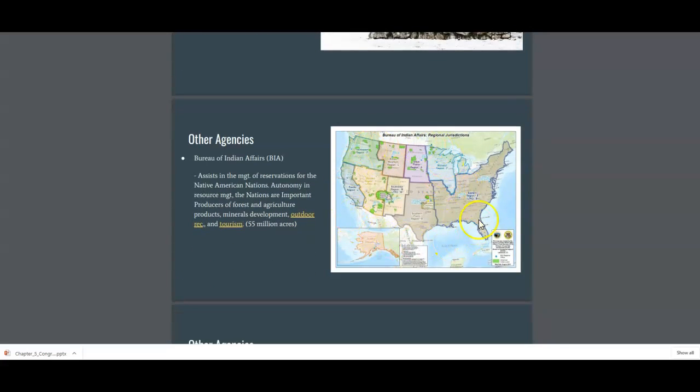This is a map that covers the Bureau of Indian Affairs jurisdiction areas, and it's nice to see how they've broken up the country in their management areas. We don't cover this that much in this class. The Bureau of Indian Affairs operates only on Native American land, so obviously they're only covering native lands within each of these areas.